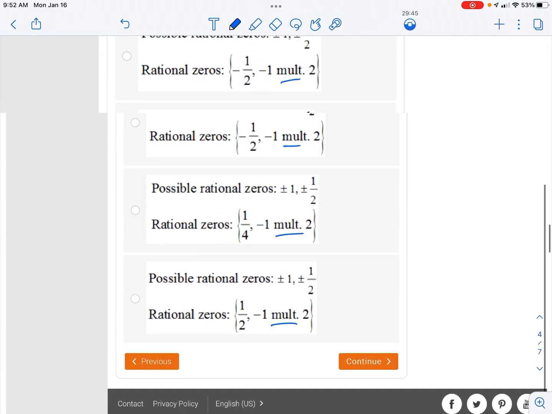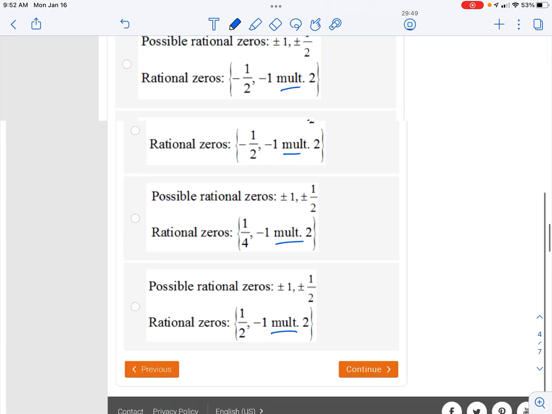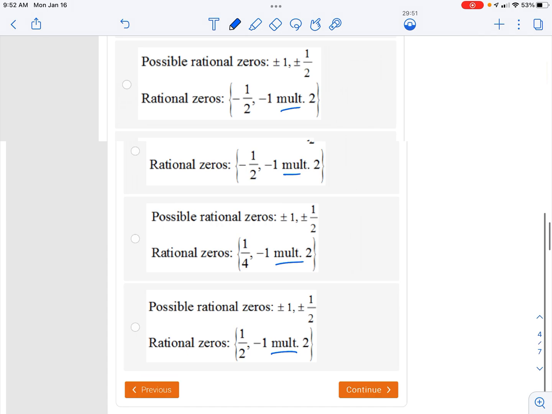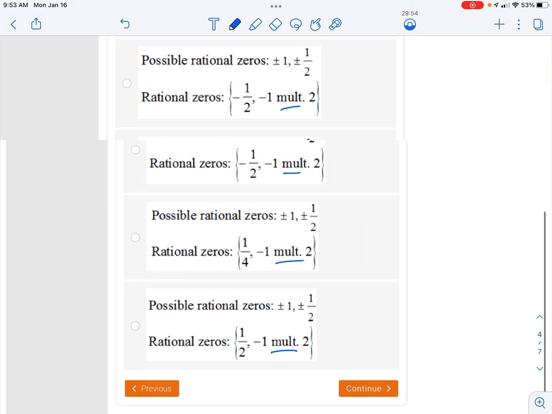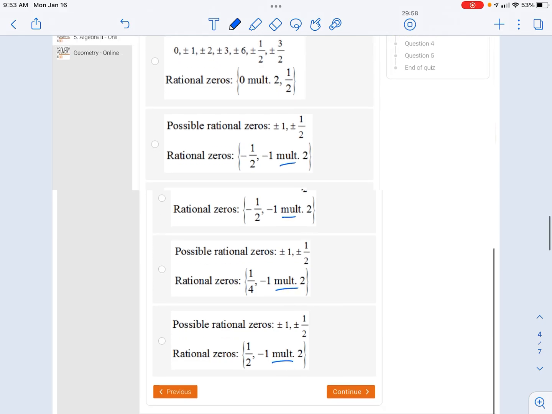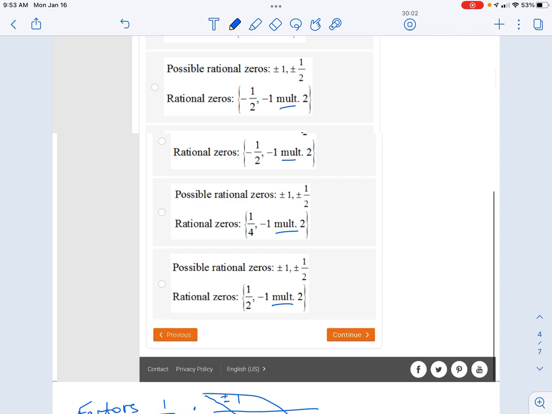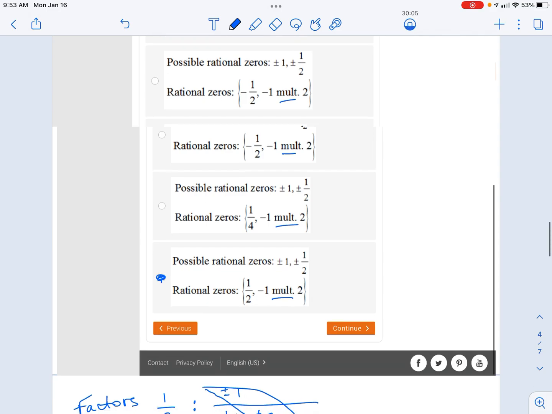Okay, so that would be the answer. So if we went up here and tried to find that answer, you're looking for plus or minus 1 and plus or minus a half for the possible rational zeros, and then 1/2 and then negative 1 with the multiplicity of 2. It looks like it's this one right here. Okay, so that's how you would do that problem. Hope that's helpful.